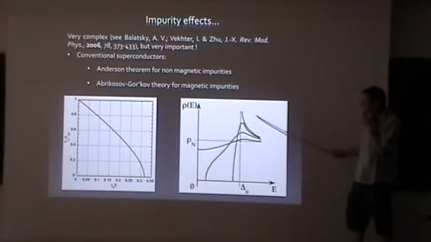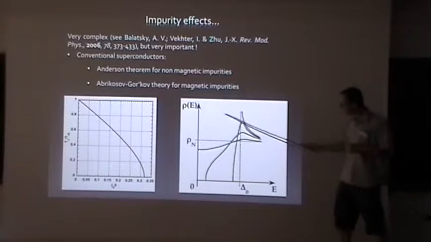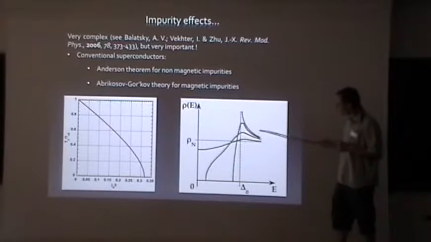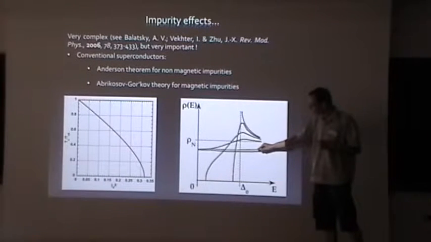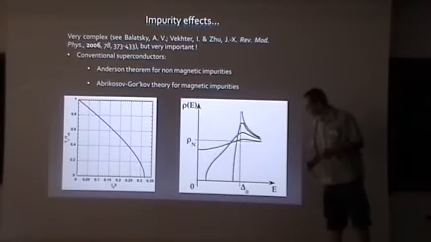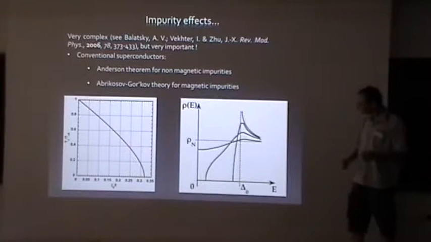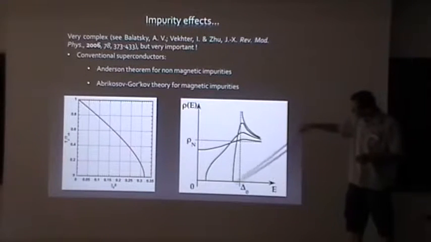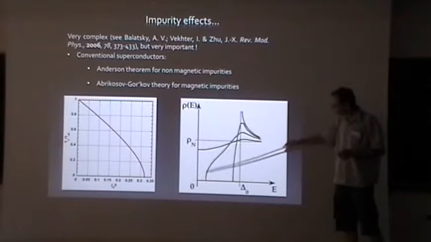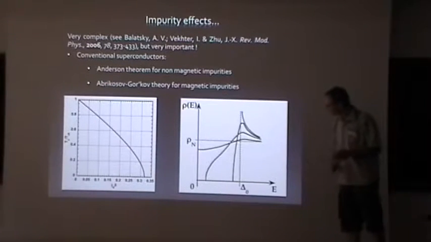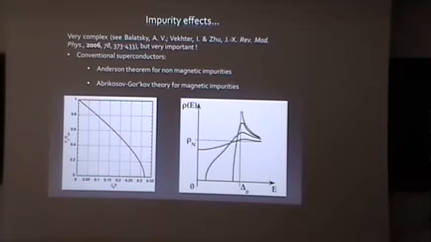And if you look at what happens in the density of states, when you add magnetic impurities, little by little you will fill the gap, and you can even end up with gapless superconductivity. So magnetic impurities tend to kill superconductivity completely, and they kill it by driving the system basically to gapless.